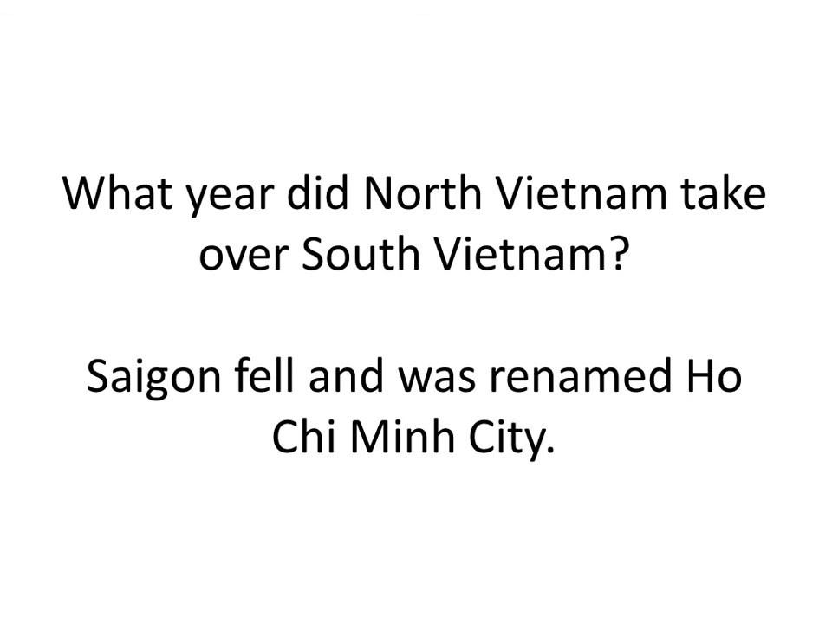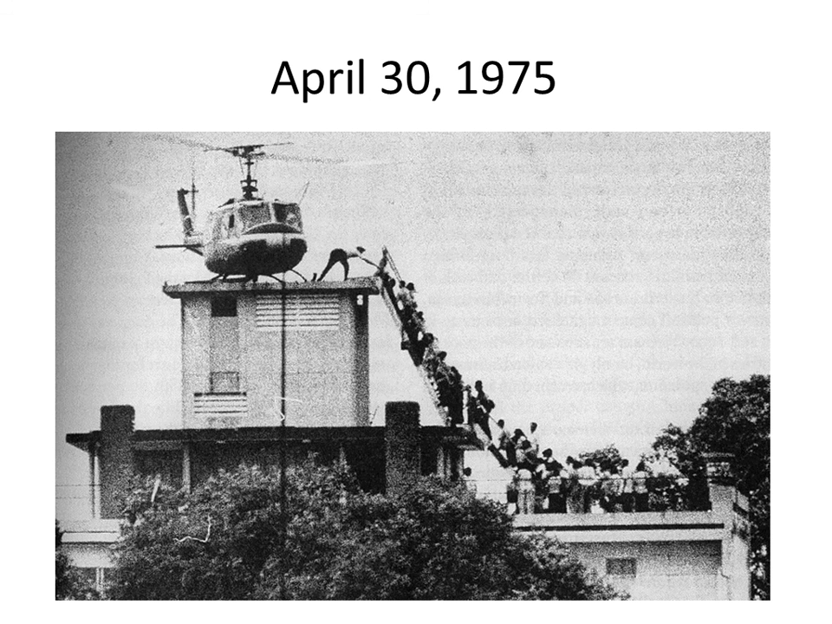All right, I'll kick it back a year. What year did North Vietnam take over South Vietnam? Saigon fell. It was renamed Ho Chi Minh City. We just saw it. 75. Good job. April 30th, 1975. What's being evacuated here? The U.S. Embassy in Saigon. Very good.